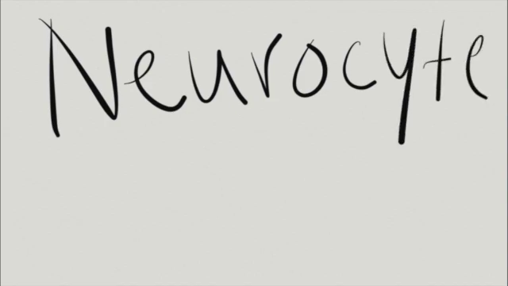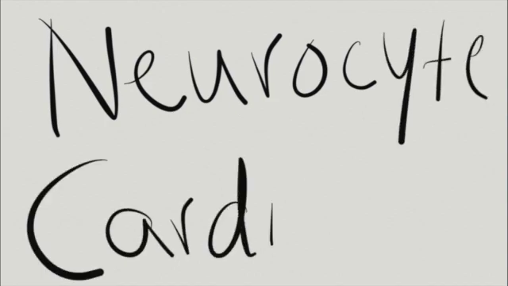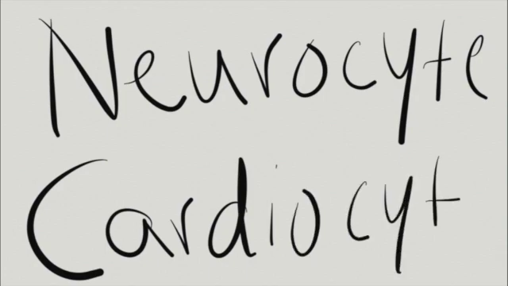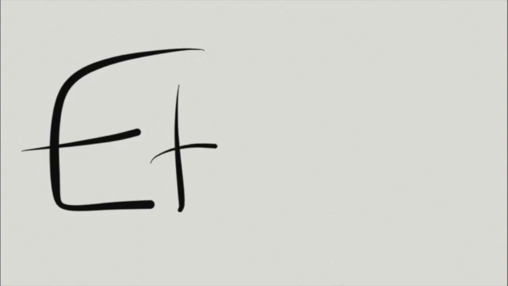Stem cells are pretty much any cell which can differentiate into anything it really wants to be. So the stem cell in this case would pretty much turn into a neurocyte, which is a brain cell. It can turn into a cardiocyte, which is a heart cell, and so on. This list can go on forever because it can pretty much become any type of cell.